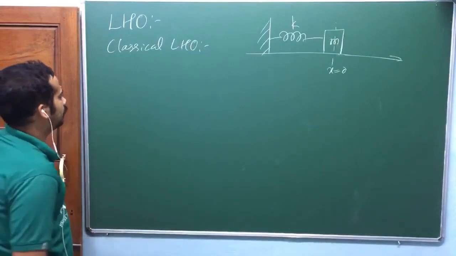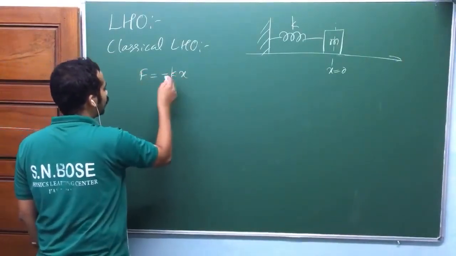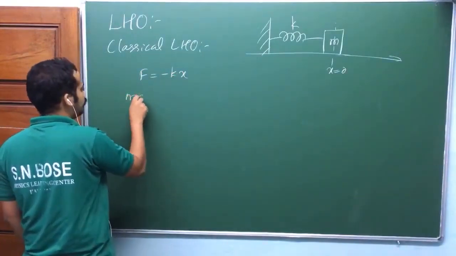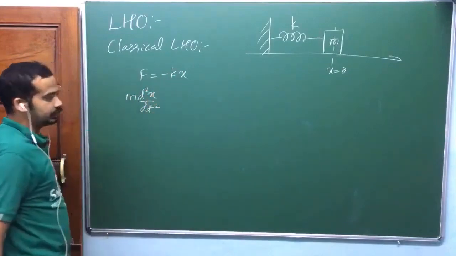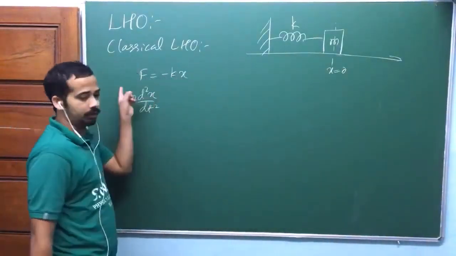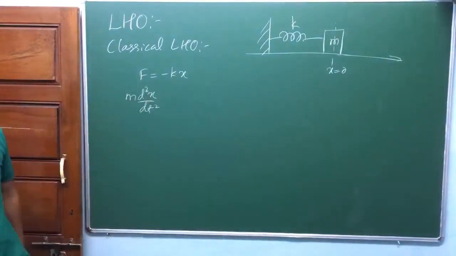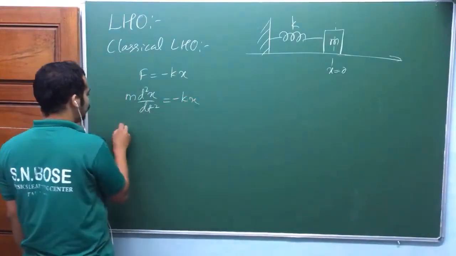Now look at here again. What does Newton's second law say? F is equal to m d square x by dt square. And that force is given by minus k x. This is Hooke's law in one dimension. So m d square x by dt square is equal to minus k x, and you can solve your differential equation.